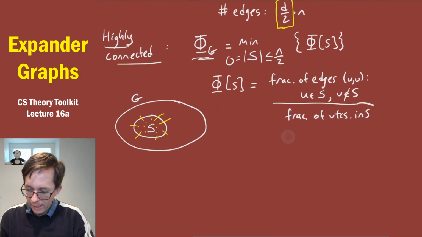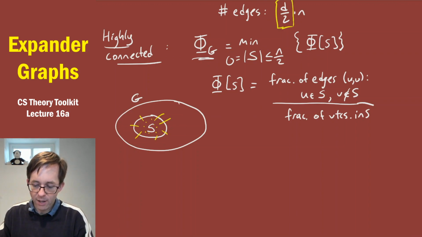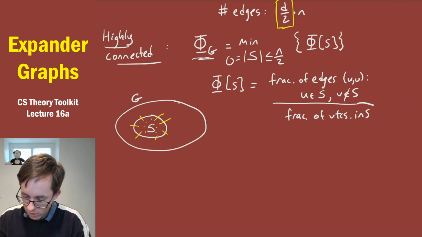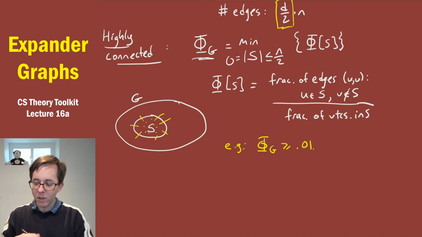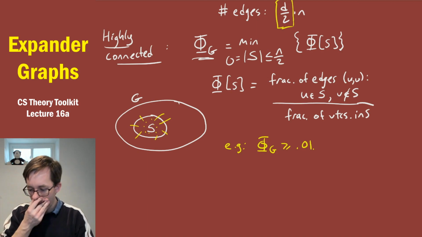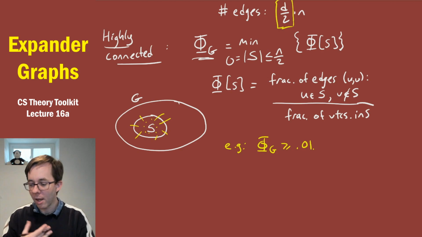And one way to say that the graph is highly connected or a good expander is just to say that the conductance phi of g is at least 0.01. Or you can fix some absolute constant epsilon that's bigger than 0, like 0.01 or 0.1, and insist that this minimum conductance be at least epsilon. That would be an epsilon expander.